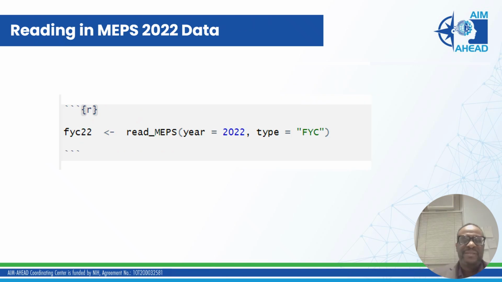We can import the MEPS data in our session using the read_MEPS function. We can specify the year with the year equals command and select the type of data file with a type equals command. In this example, we use a full-year consolidated data file. The full-year consolidated data file has quite a bit of demographic information like education level, marital status, and some health information as well, such as self-reported hypertension and diabetes.